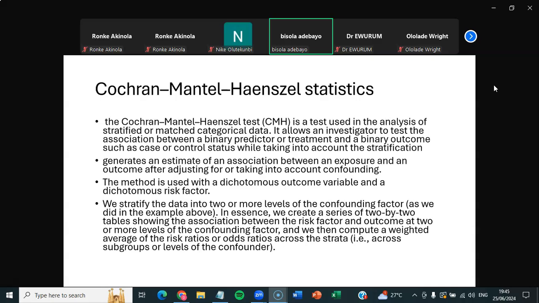So we stratify the data by two or more levels of the confounding factor. You create a series of 2x2 tables showing the association between your risk factor and outcome. For example, I have my controls and my cases, and I will now separate. I'll do the same thing, maybe looking at those that smoke and don't smoke, those less than 50 and greater than 50, anything. I can look at gender, males and females. So you now repeat the same thing, but at a sub level.